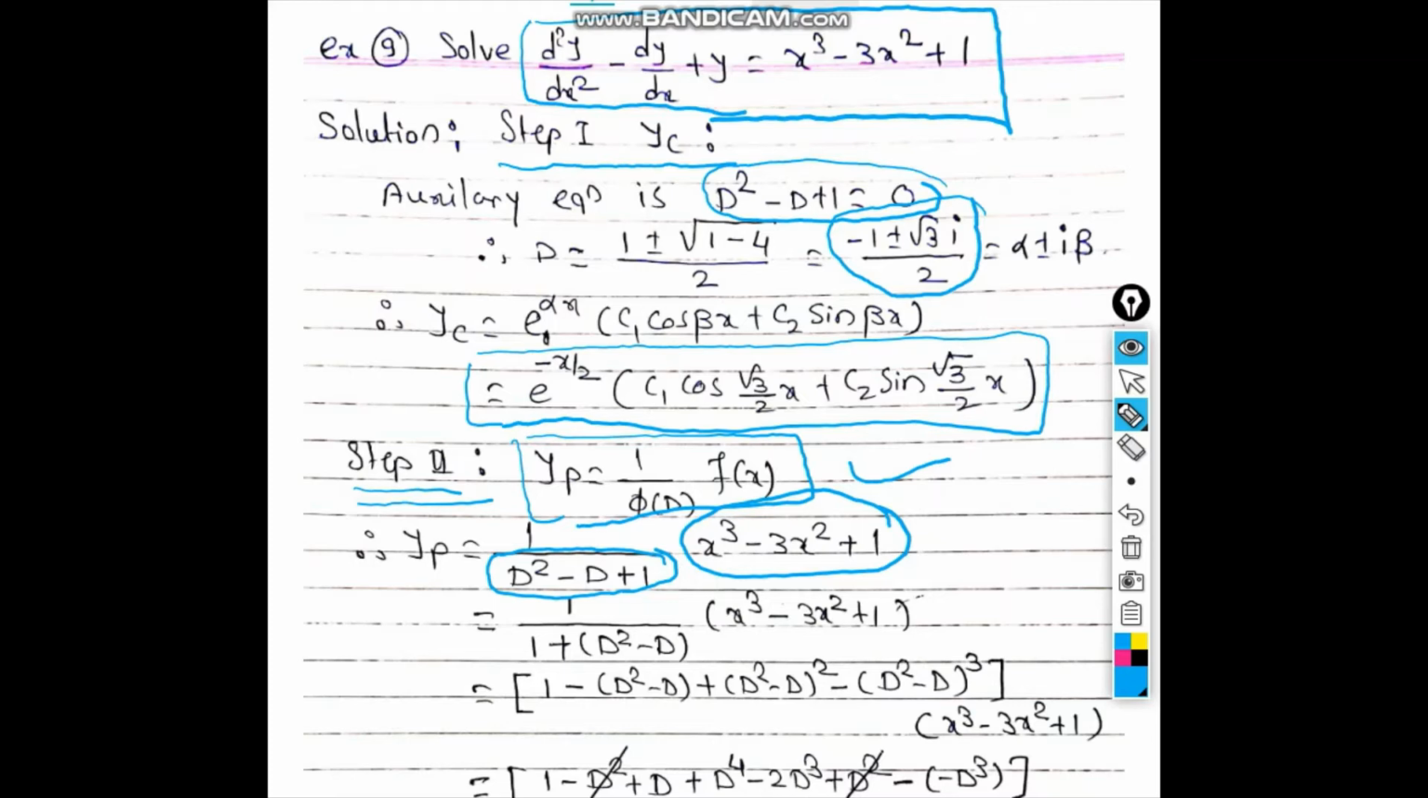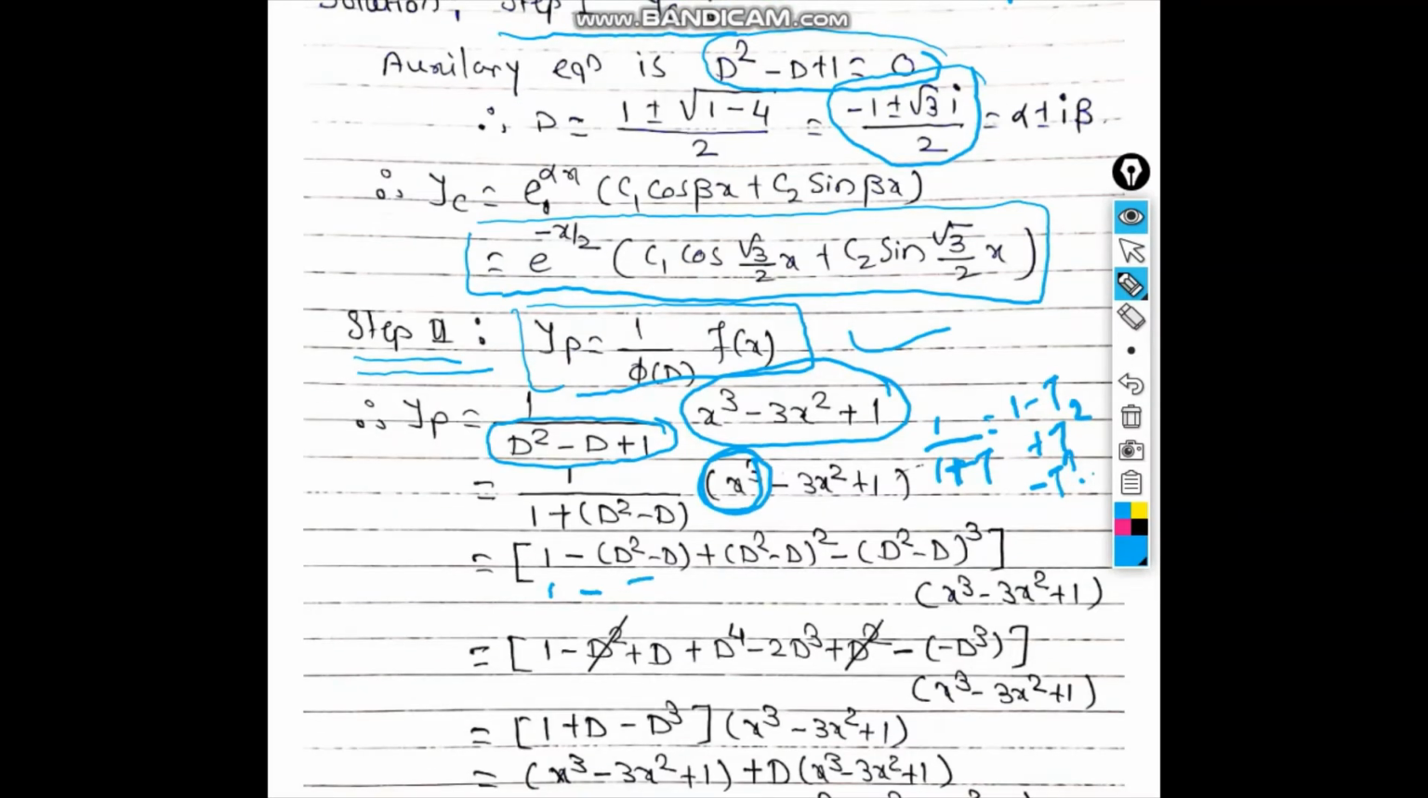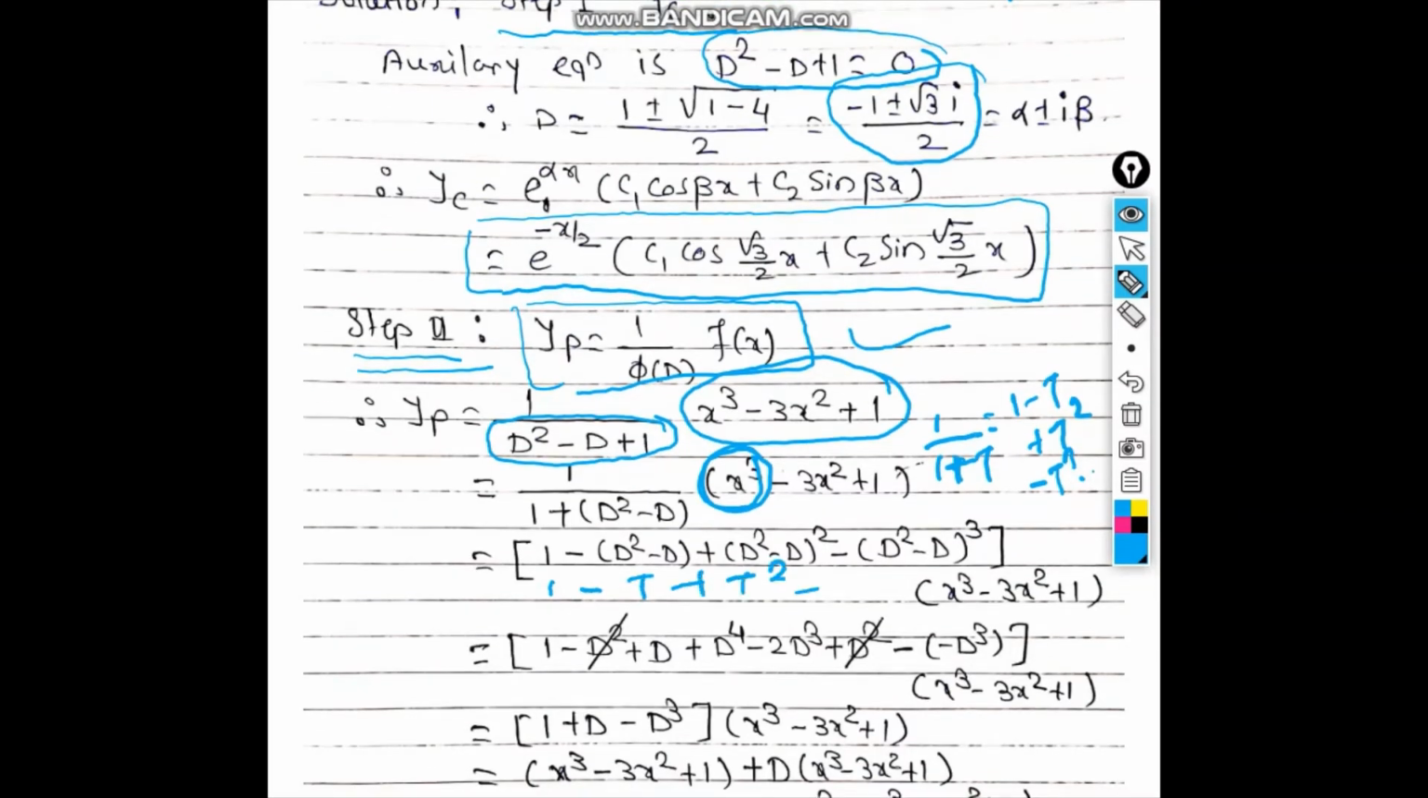So we just take 1 as common, nothing more than that, just rearrange the terms. If we take 1 as common, we get 1 plus d square minus d, so it is written in the form 1 upon 1 plus t, and the formula for 1 upon 1 plus t is 1 minus t plus t square minus t cube, and so on. In this case, the maximum degree that exists is cubic, that is x cube. So we have to write this bracket as 1 minus t plus t square minus t cube.